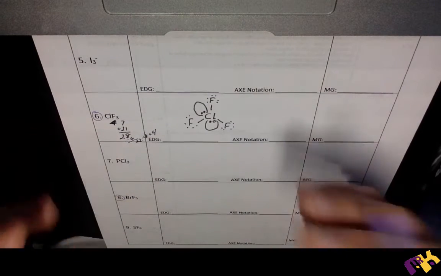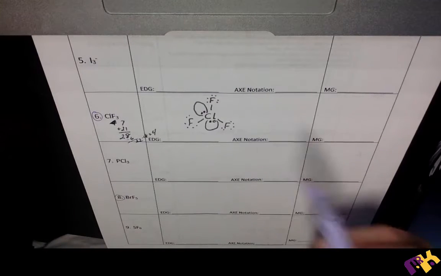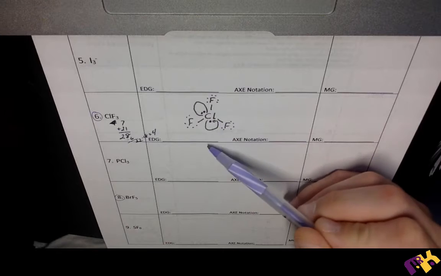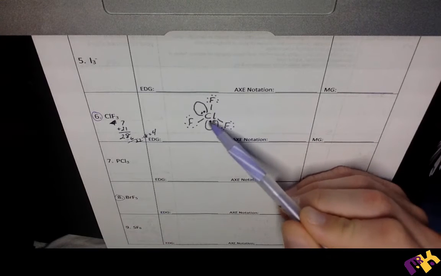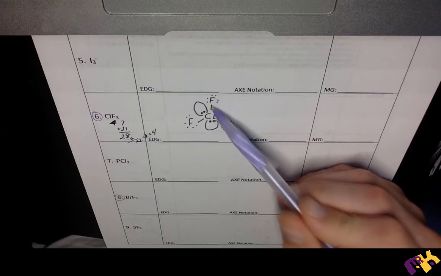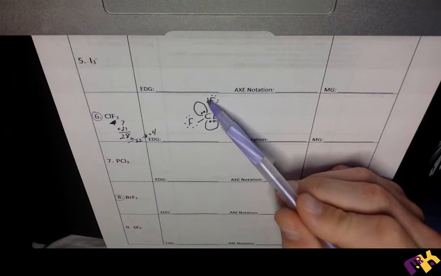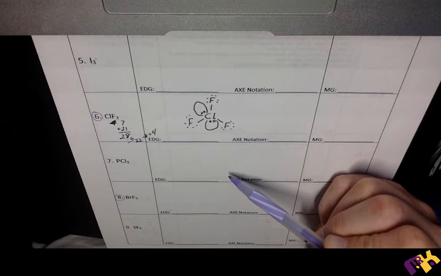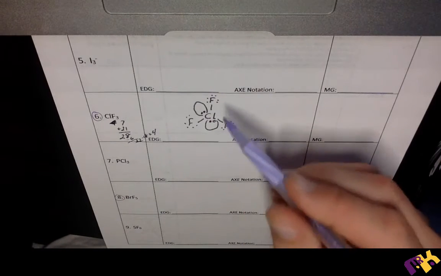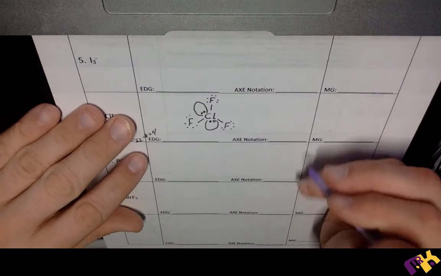Let's check formal charges just to make sure that we had this correct. Chlorine should have 7, and we have assigned it 1, 2, 3, 4, 5, 6, 7. So chlorine has a formal charge of 0, and fluorine also has a formal charge of 0, being assigned 7 and having a 7 valence already before it bonds. So this is the best structure we can come up with.